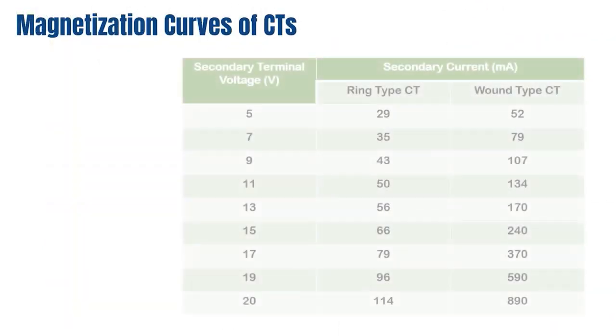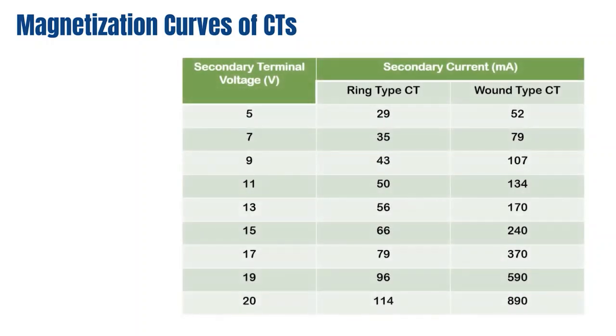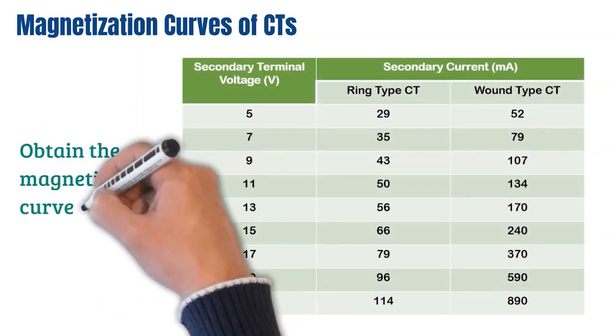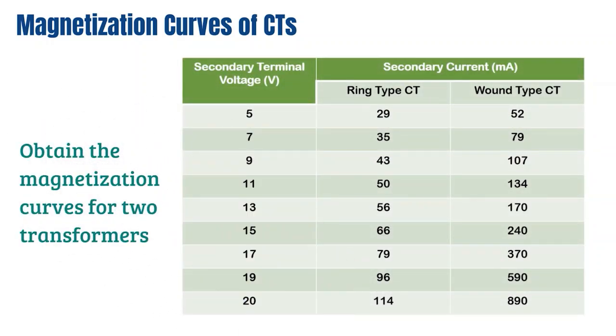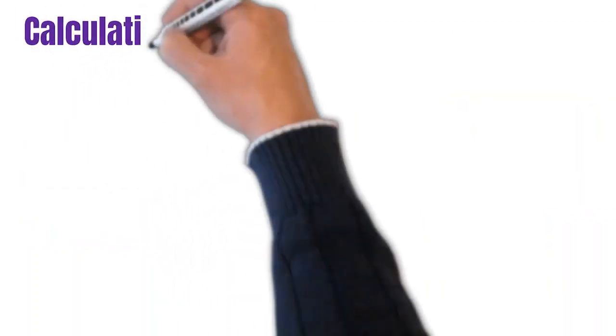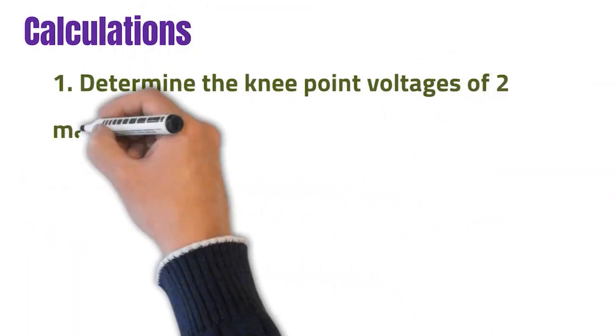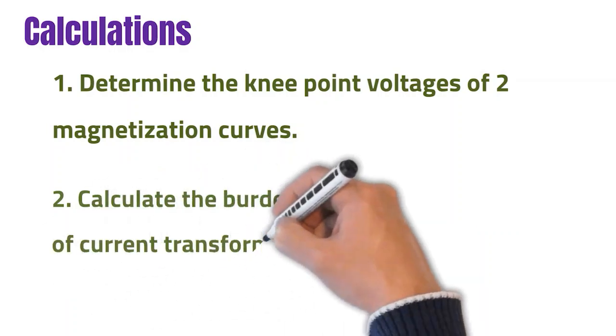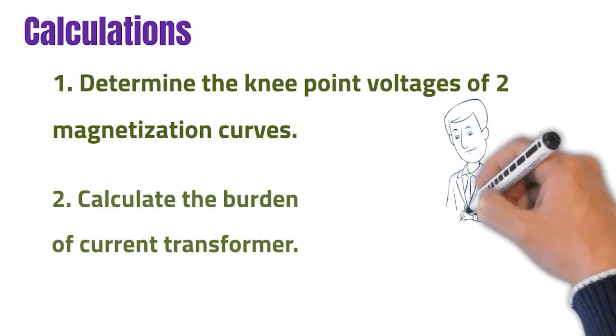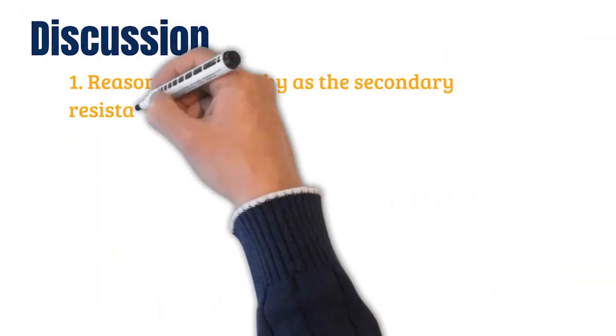These are the readings obtained from the previous part. Then obtain the magnetization curves for the 2 transformers. Then for calculations, determine the knee point voltages of the 2 magnetization curves and calculate the burden of the current transformer. For discussion, answer the following questions.